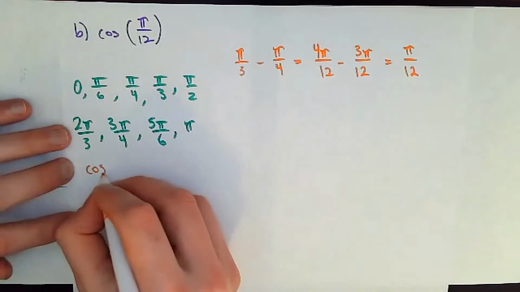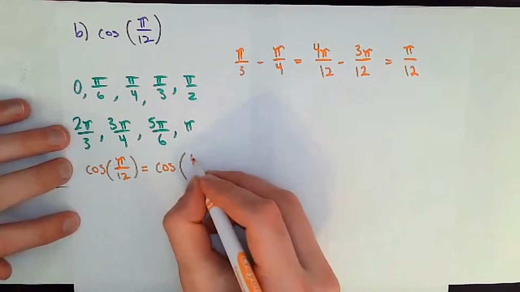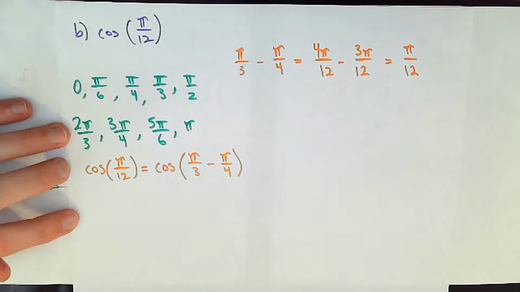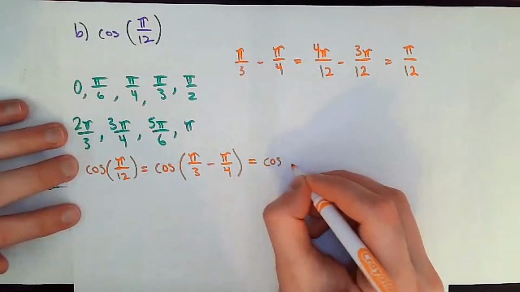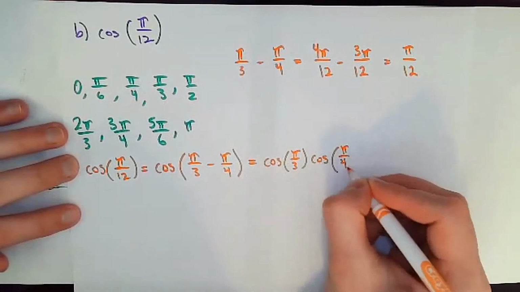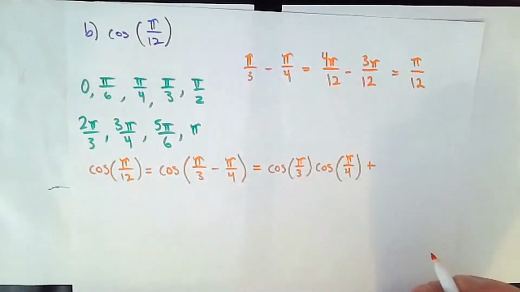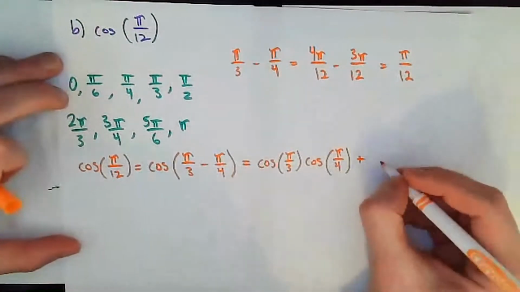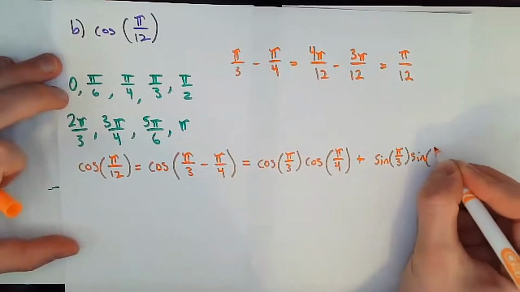So I'm going to say cosine of pi on 12 is the same as cosine of pi on 3 minus pi on 4. But that's the same, according to my formula, as cosine of that first term times cosine of the second term. And then recall that it's plus, because the cosine formula is a bit weird. For cosine of a difference, we have plus in the middle. And then the sine of those two angles, sine of pi on 3 times sine of pi on 4.